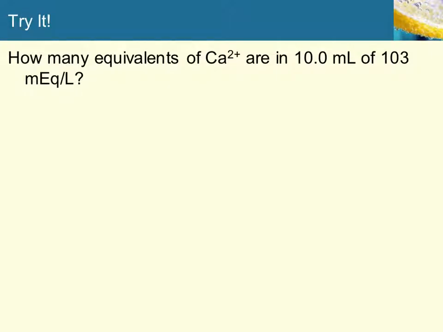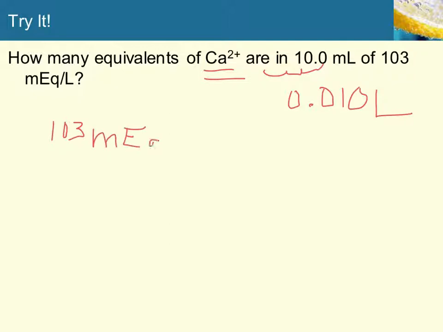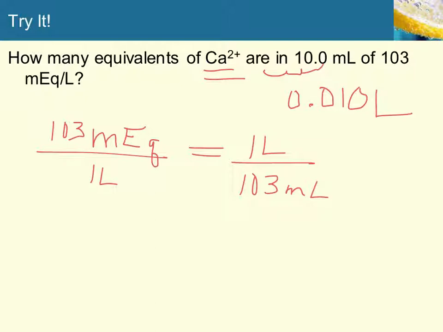Okay. So let's work through this problem together. How many equivalents of calcium ions are there in 10 mL? I know right away that I can move this 3 places to the left, and I get 0.010 liters, and I have 103 milliequivalents per liter, so that can either be 103 milliequivalents over 1 liter or 1 liter over 103 milliequivalents.